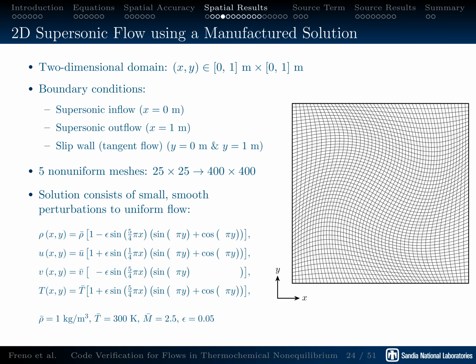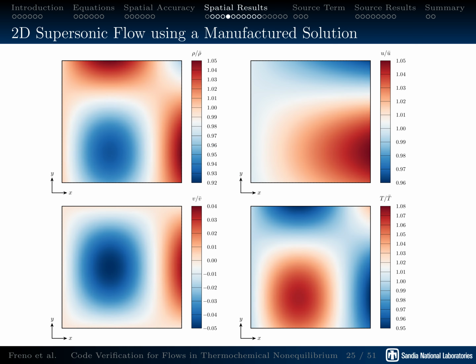For our next case, we consider a two-dimensional domain which introduces a slip wall, or a tangent flow boundary condition, as an additional relevant boundary condition. We use 5 non-uniform meshes, and our manufactured solutions are again sinusoidal perturbations to a uniform flow. Here we see the values of the 4 non-zero flow variables.